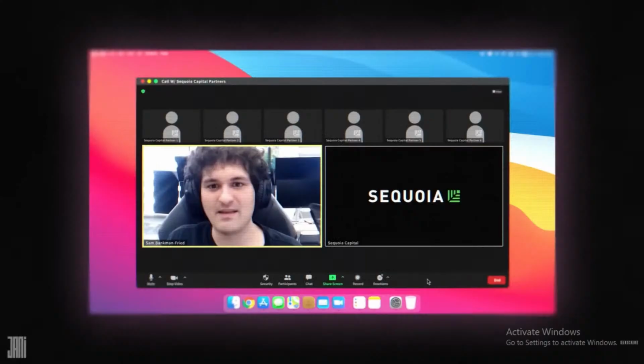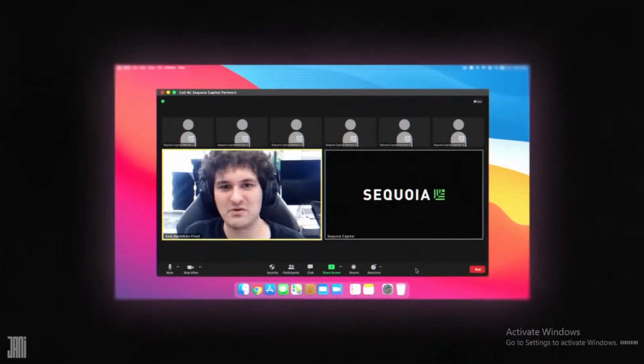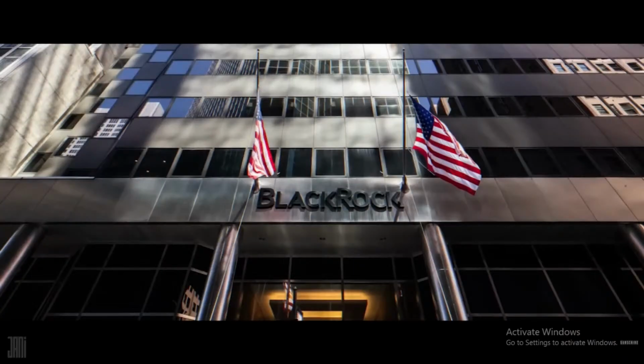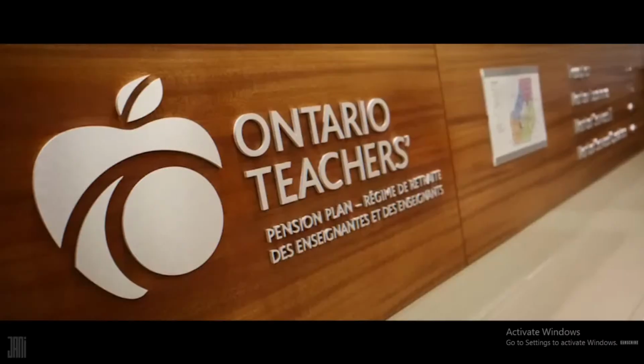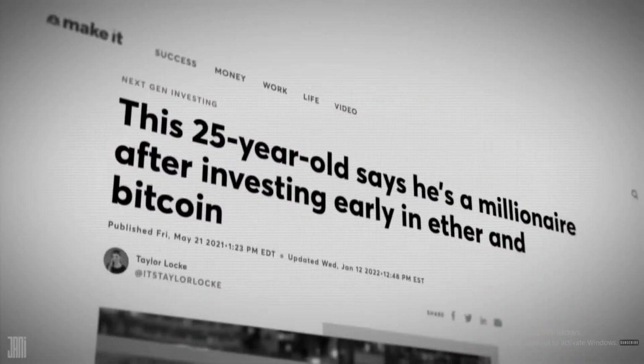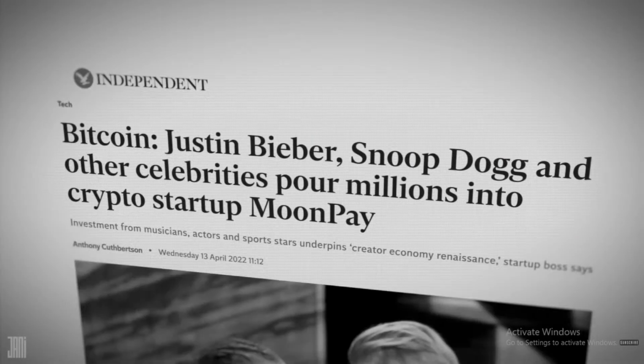Sequoia wasn't some exceptional case, they were just one of the many big institutional names investing into FTX. I mean, we're talking Temasek, SoftBank, BlackRock, Ontario Teachers Pension Fund. Who cares what the big boy institutions are doing, right? I mean, none of that means anything to the average person. Remember, 2021 was the year that everyone saw crypto as this fountain of wealth for those that put their money into it.